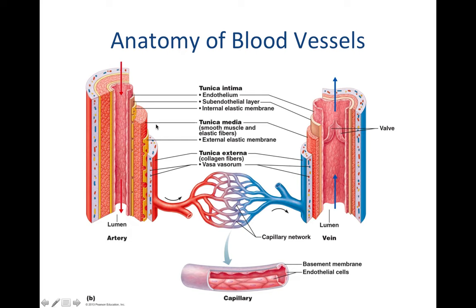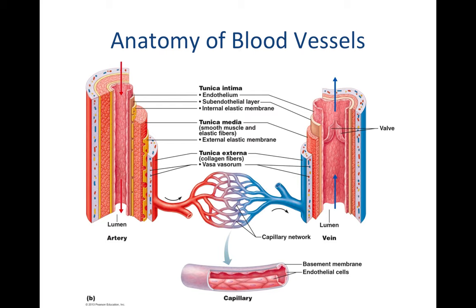The tunica media in arteries will have quite a bit more smooth muscle compared to a smaller layer of smooth muscle in the tunica media of veins. And you'll also see another elastic membrane. Here's the external elastic membrane right here, and that is lacking in the vein. Tunica externa will be a little bit thicker in veins compared to arteries, and this is the location of the vasa vasorum, which are the very tiny blood vessels that serve your very large arteries and veins.